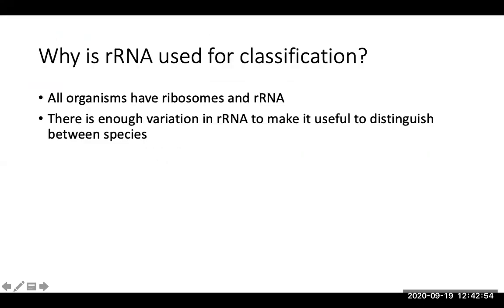But why ribosomal RNA? It's because all organisms have ribosomes and ribosomal RNA, and there's enough variation in that ribosomal RNA to make it useful to distinguish between species. So these two characteristics are what make ribosomal RNA so useful.